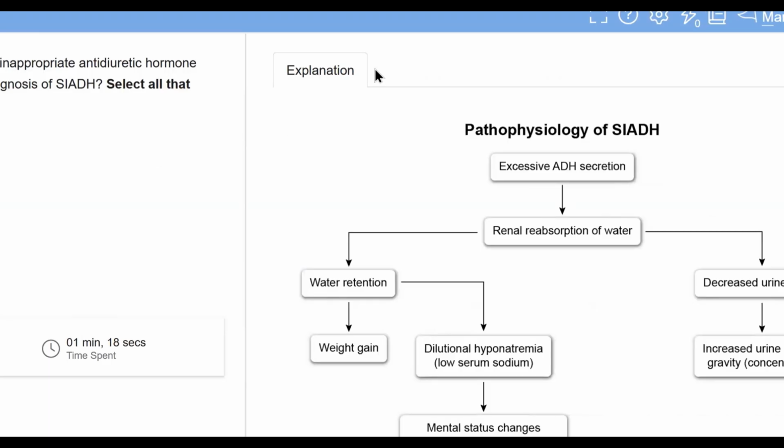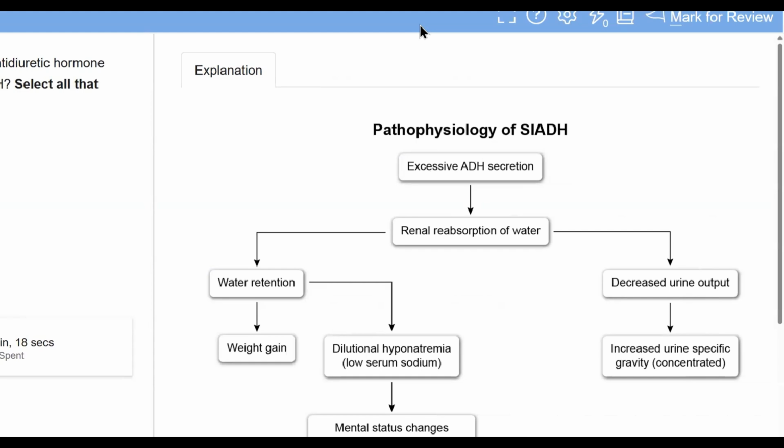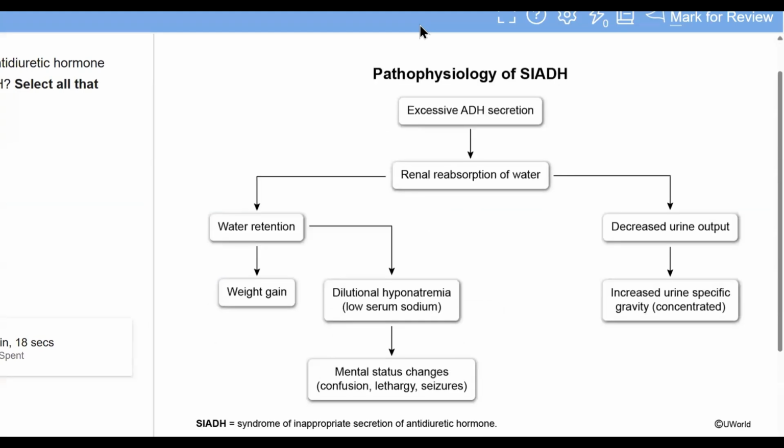So the pathophysiology behind SIADH: there is excessive ADH hormone secretion that can lead to renal reabsorption of water. So that can lead to decreased urine output, and it can lead to increased urine specific gravity. So always remember when there is concentrated urine, urine specific gravity is increased. When there is diluted urine, urine specific gravity is decreased. So other than that, it can lead to water retention. So water retention can lead to weight gain.